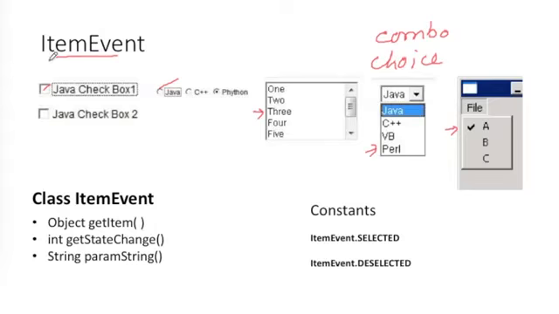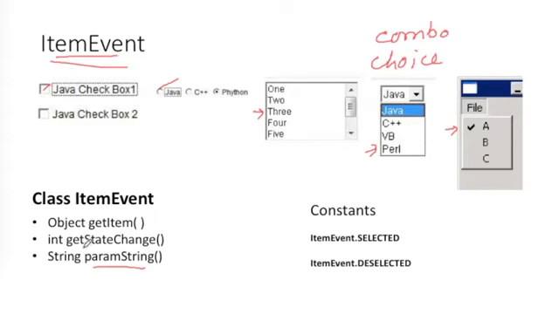So there is a class available for item event, and the methods of that class are param string. Again, if it is a checkbox, it will give you the label of the checkbox. If it is a menu item, it will give you the label of that menu item.